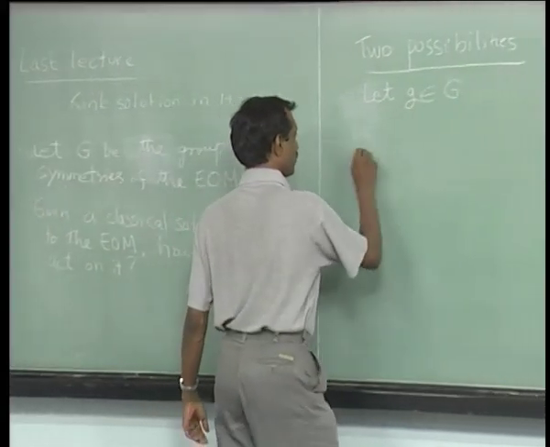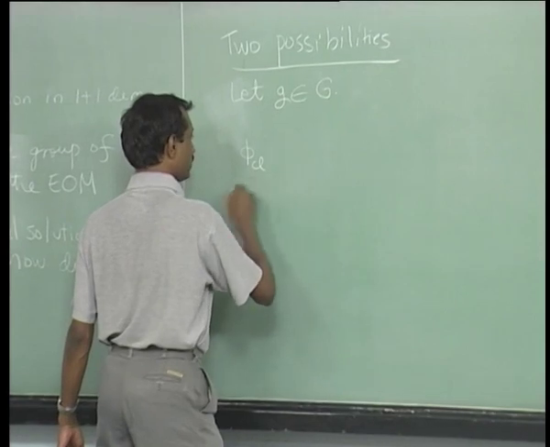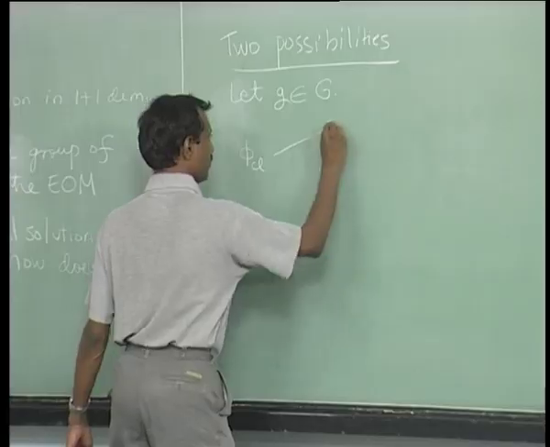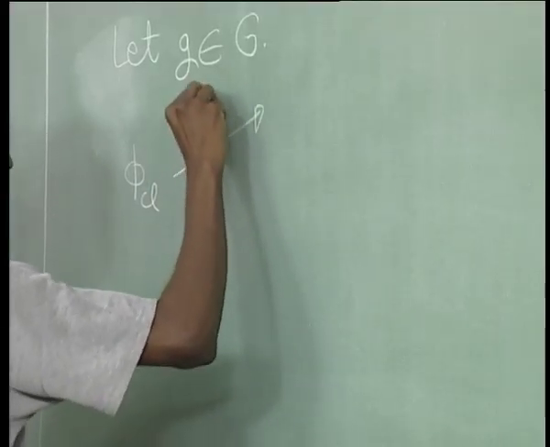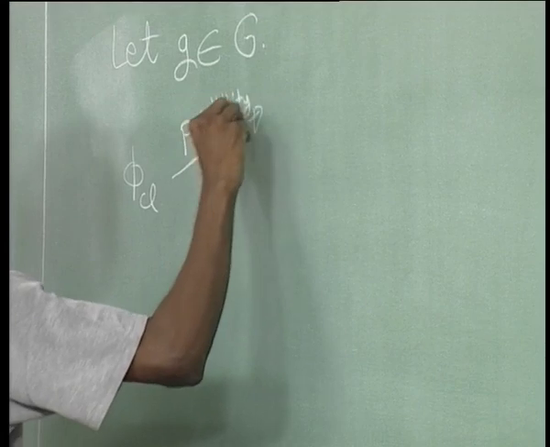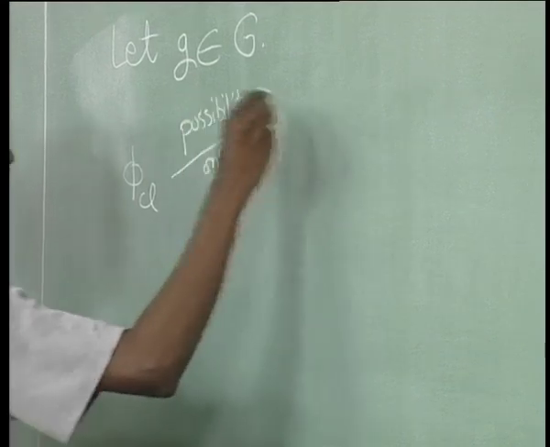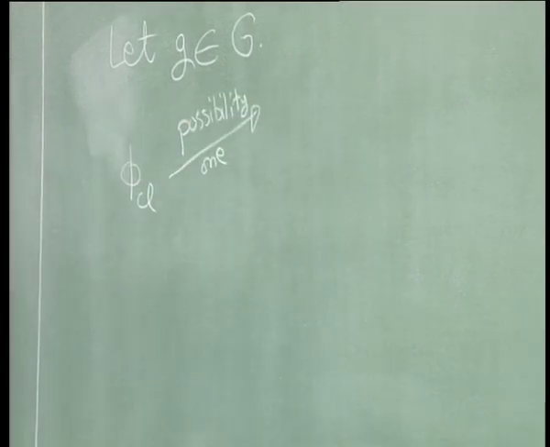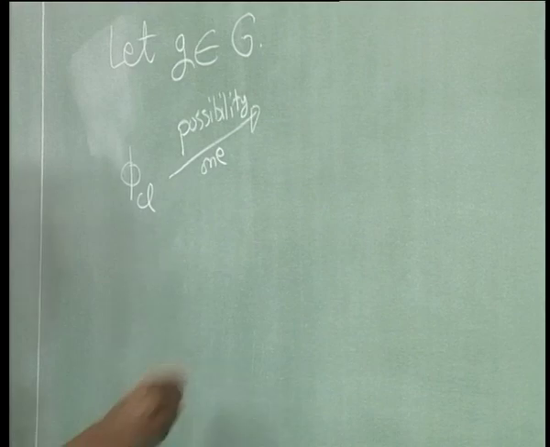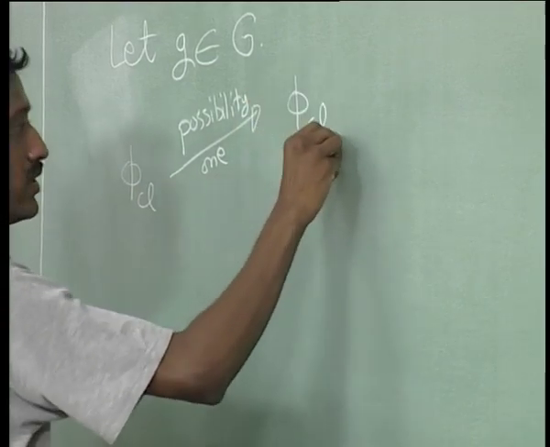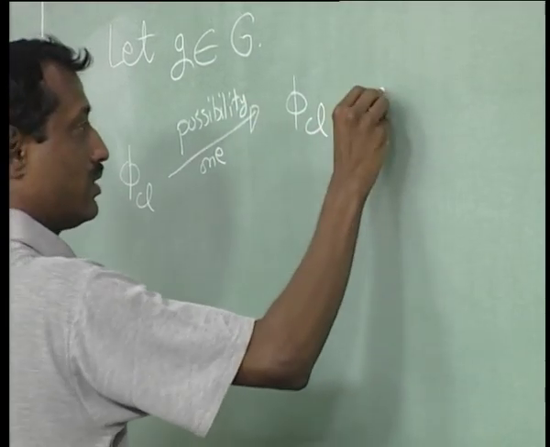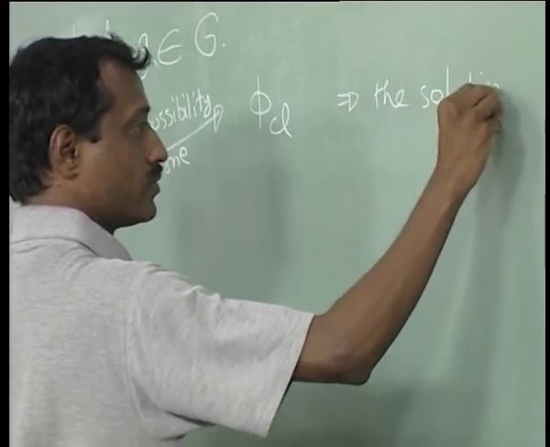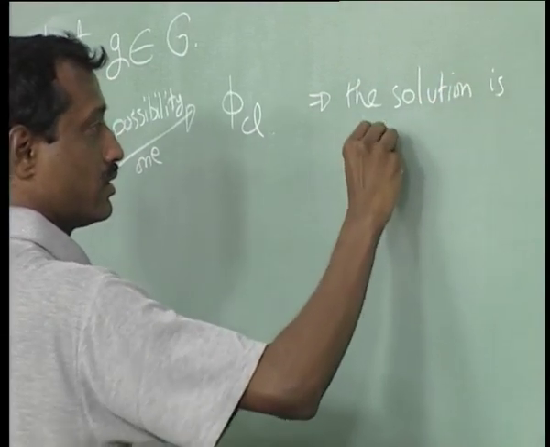So, we take phi classical and act on it with G. The question is what happens. One possibility is that it is invariant. So, it goes to, this arrow indicates the action of this element G, it goes to phi classical. So, we say that it is invariant, which implies that the classical solution is invariant under G.